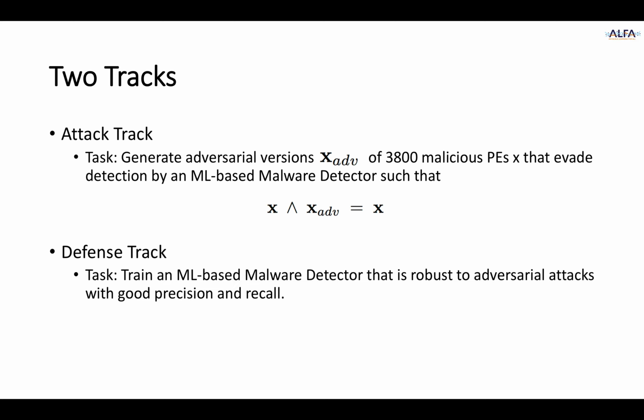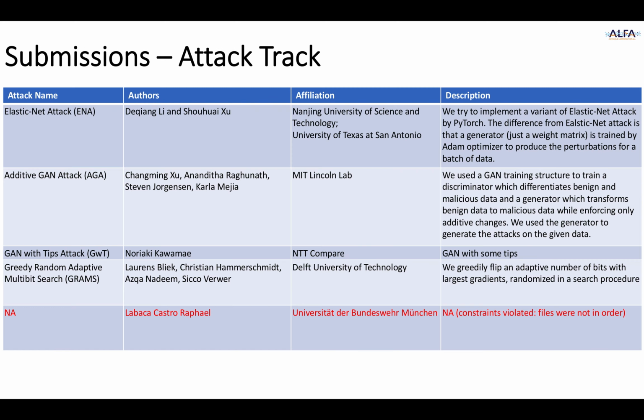For the defense track, the task is to train an ML-based malware detector that's going to be robust to adversarial attacks, such as those generated in the first track. But at the same time, it should also have a good balance between false positives and false negatives. All right, so with these two tracks, let's go to the submissions.